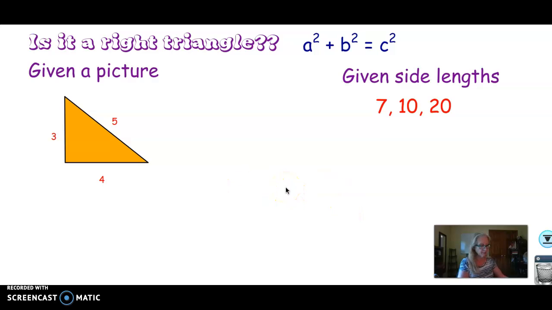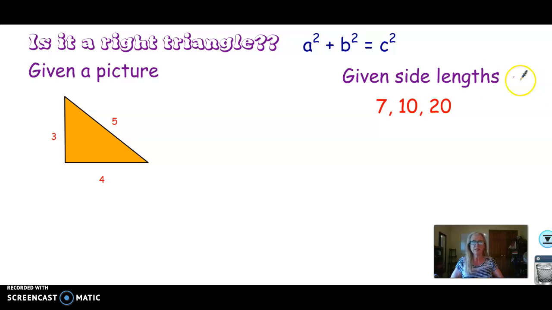The first thing we did with the Pythagorean theorem is you were asked to determine if the triangle was actually a right triangle. This was section 7.4. We kind of went backwards. We started with this one. And it would say, is it a right triangle? And you get all 3 of the sides.